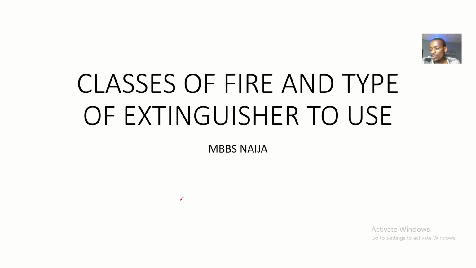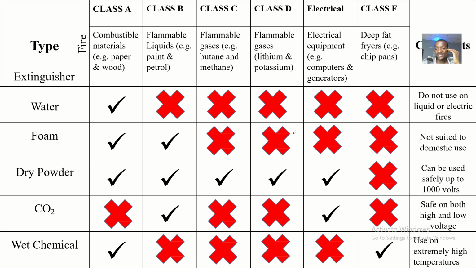Still talking about laboratory safety. In here, we'll be talking about the various classes of fire and the types of extinguishers we can use to respond to these fires. Do you understand? So fire actually has classes and types of extinguishers you can use, to be on the safe side, so that you don't get consumed by what you're fighting.